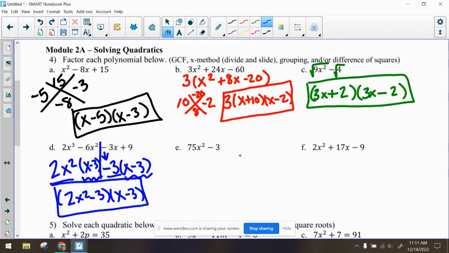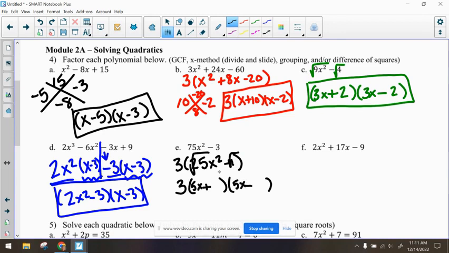In question E, it is going to turn into difference of squares, but not before I take out a big GCF, which is 3. Left over is 25x squared minus 1, where I then need to have my 2 sets of parentheses, one with a plus, the other with a minus. And just so I don't forget, I'm going to bring that 3 down as well. Again, 25x squared and 1 are perfect squares separated by a minus sign. So I'm going to take the square root of each. Square root of 25x squared is 5x, and square root of 1 is 1.